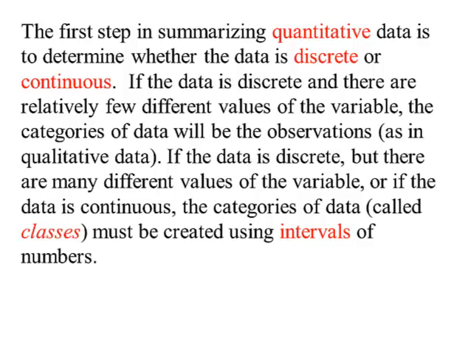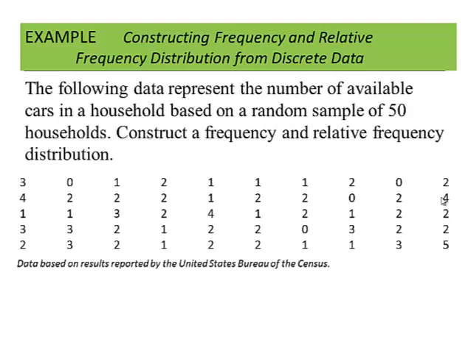If the data is discrete and there are relatively few values of the variable, the categories of the data will be the observations, as in qualitative data. If the data is discrete but there are many values of the variable, or if the data is continuous, categories of the data called classes will be created using intervals of numbers. So let's look at an example.